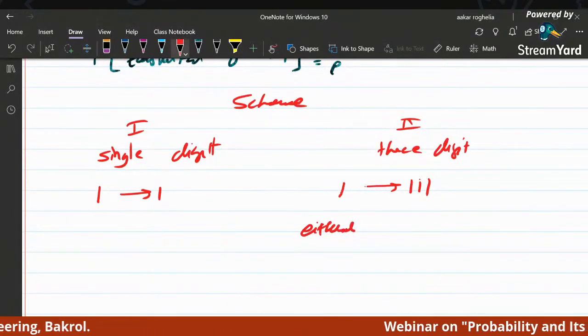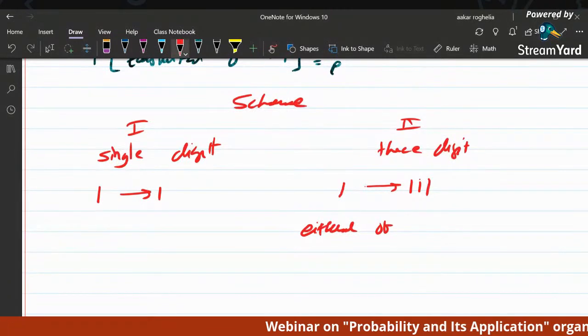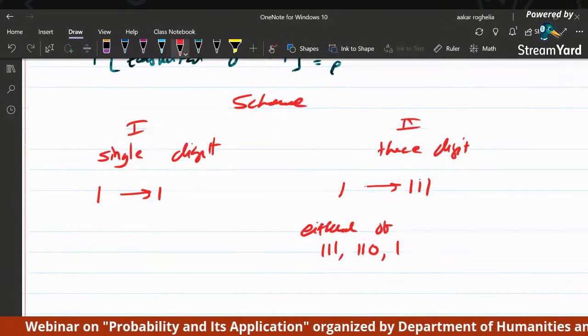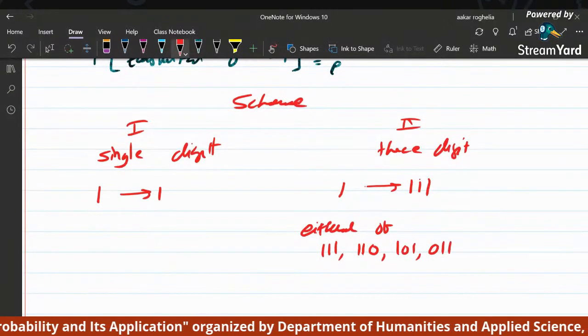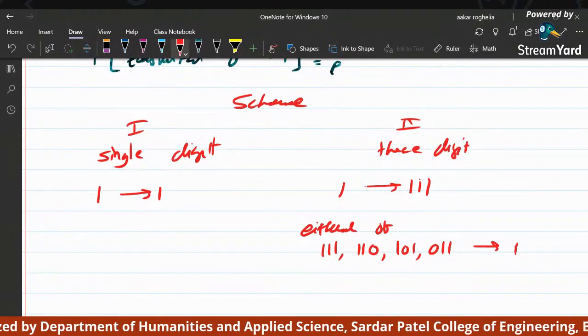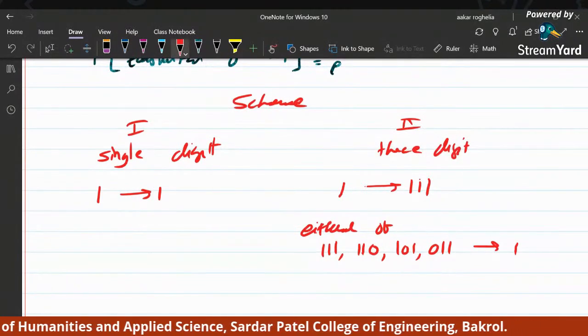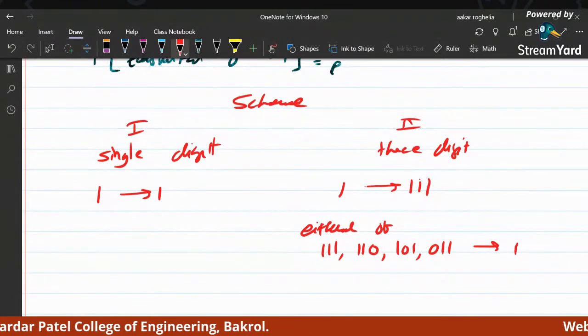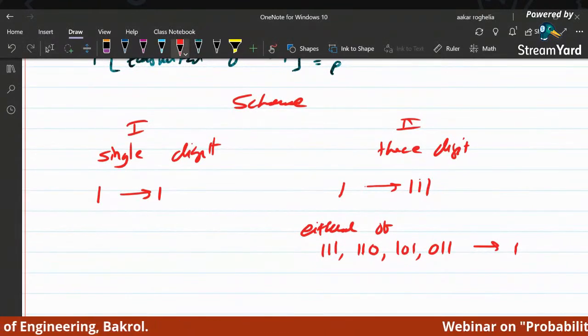So what is at the receiving end? Either of 111, 110, 101, 011 will be considered as one. At the receiving end, majority rule will be applied. Majority means out of these three numbers, if two are one, then we consider that to be one.